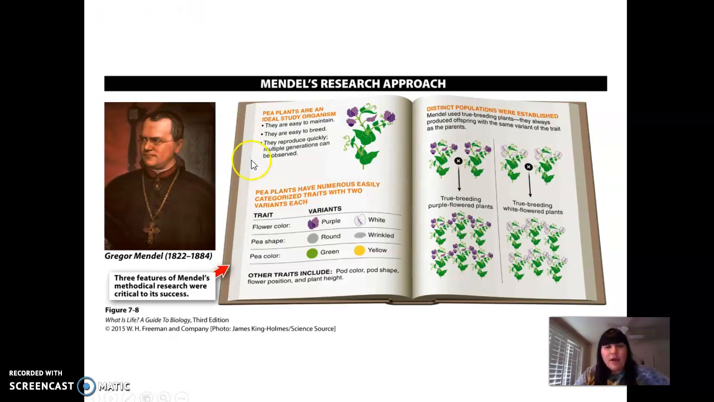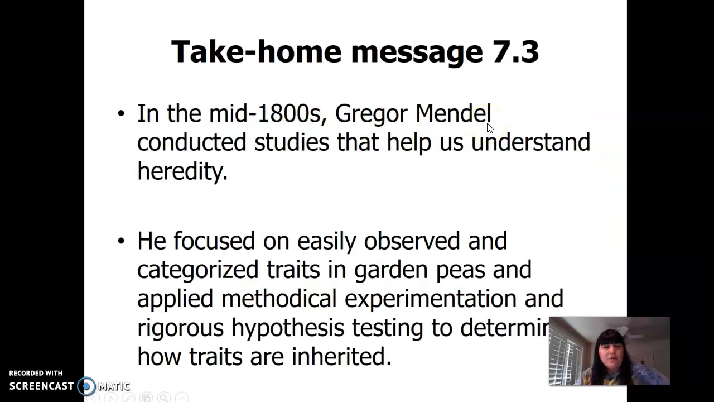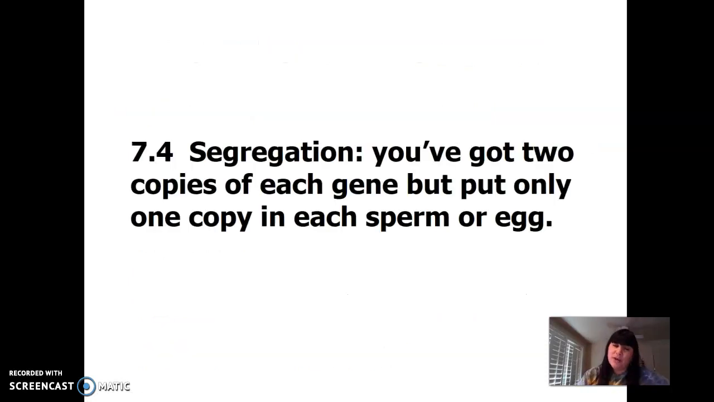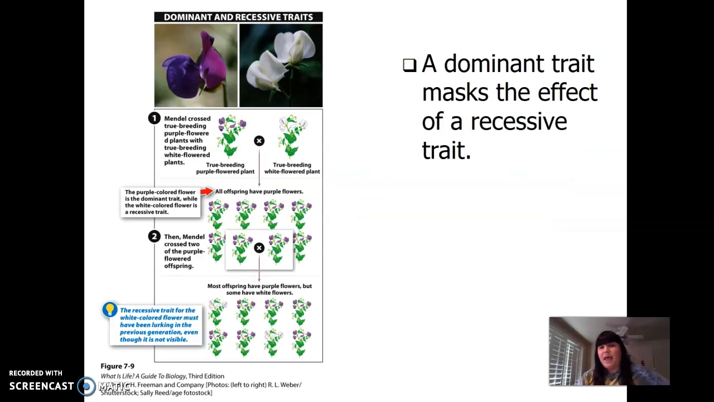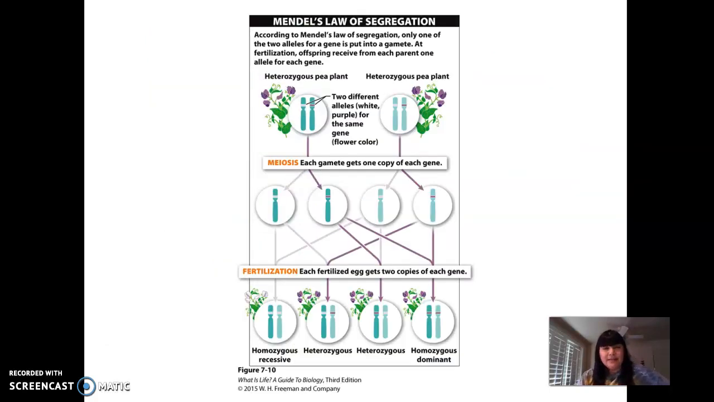So they talk about the pea plants and what he did. All right, so 1800s, methodical experimentation, rigorous hypothesis testing to determine how traits were inherited. Segregation, this idea that you've got two copies of each gene, but only one copy in sperm and one in egg. The idea of dominant and recessive. So if this is one parent and this is another parent, through meiosis, the possible gamete production, through fertilization, the possible babies. Again, I'm going to have videos on this.